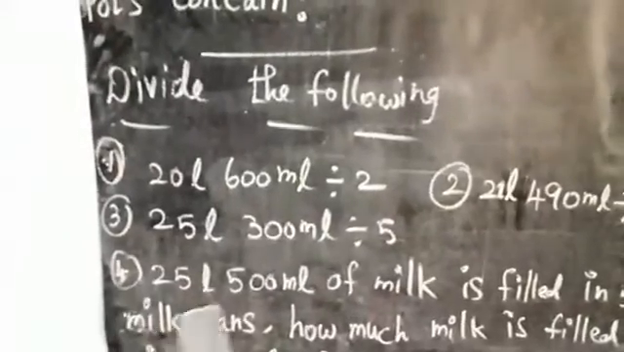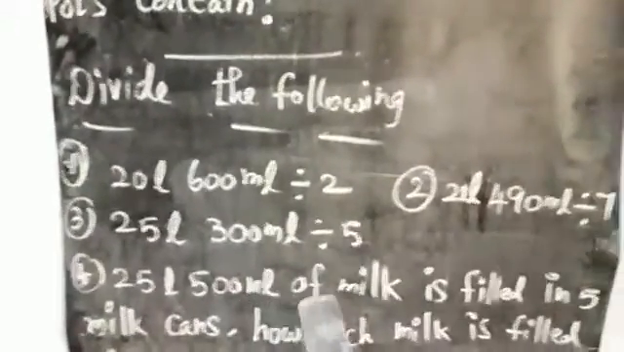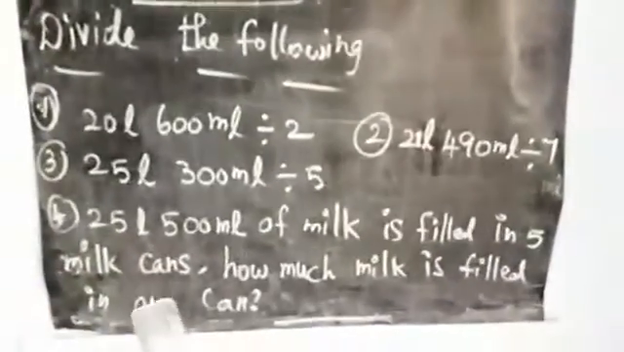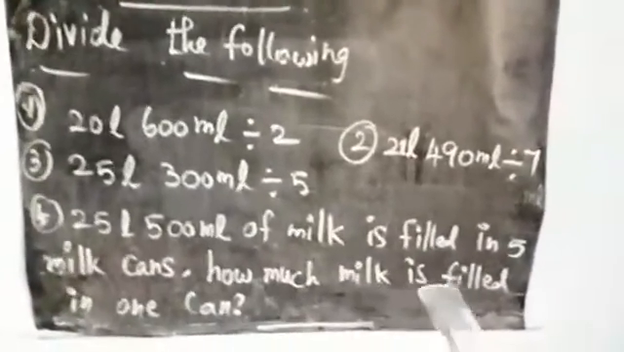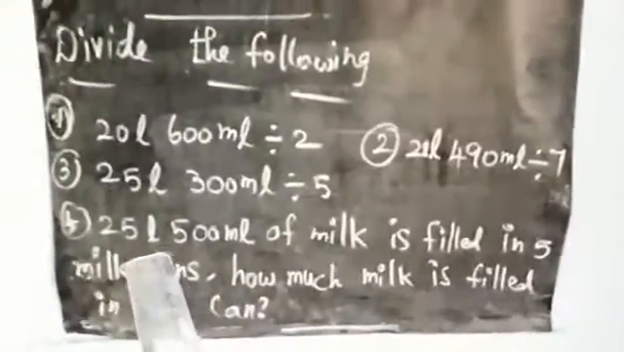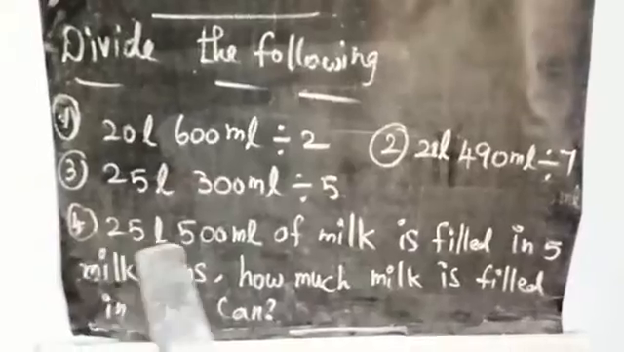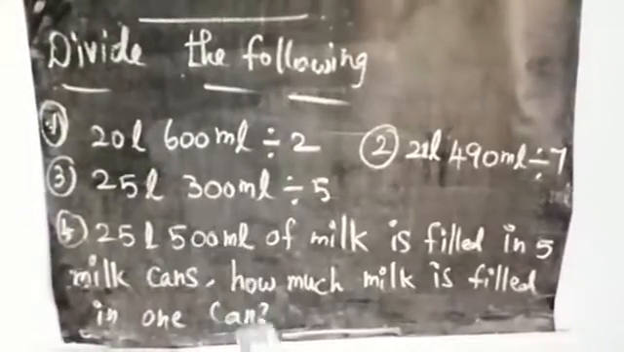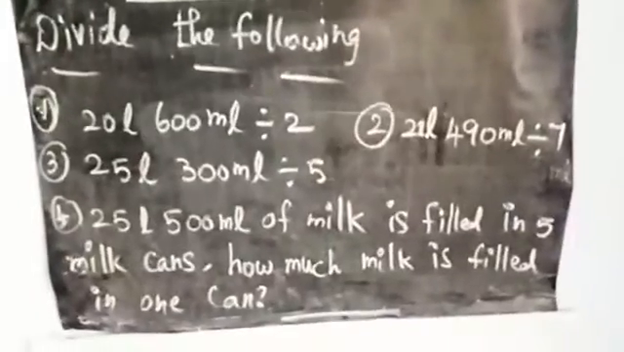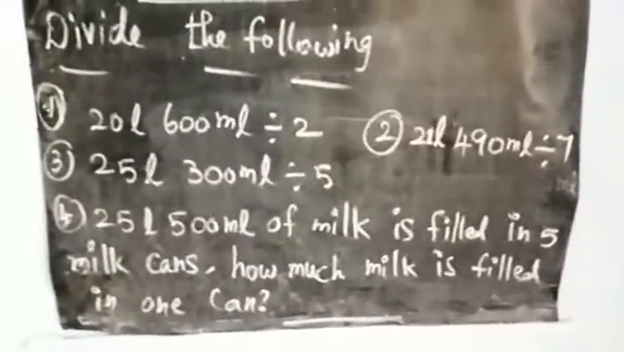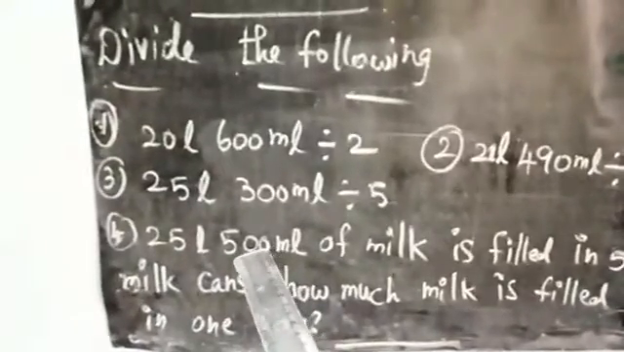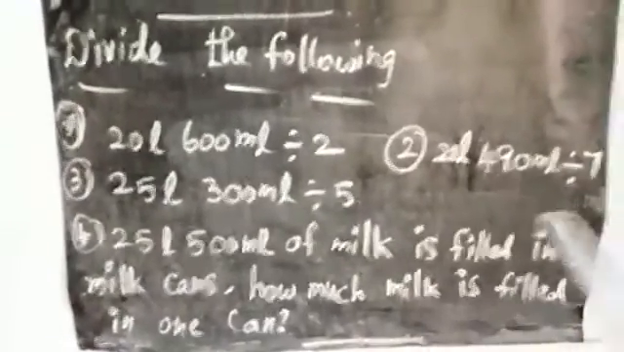Fourth one, 25 liter 500 milliliter of milk is filled in 5 milk cans. How much milk is filled in 1 can? So in 5 milk cans, we can fill the milk 25 liter 500 milliliter. So each can, 1 can, how much milk is filled in the can? Just divide 25 liter 500 milliliter by 5.